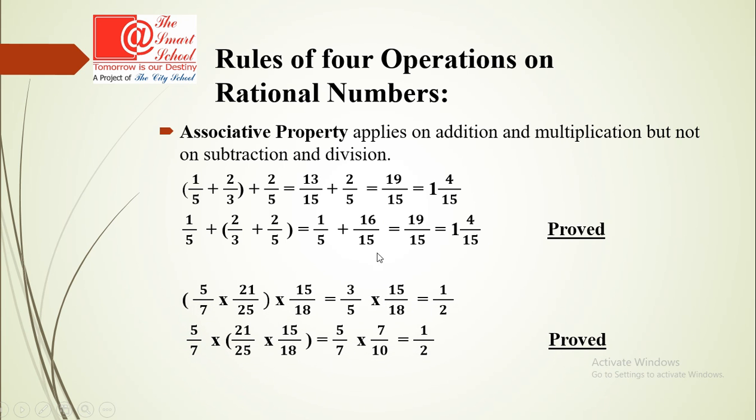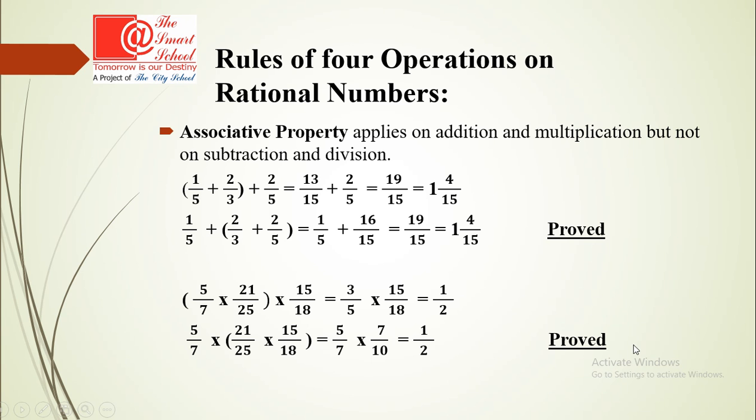Now multiplication. Now if 5 over 7 is multiplied by 21 over 25 inside the bracket, and then it will be multiplied by 15 over 18, the answer is 1 over 2. And if you change the associations, like 5 over 7 out of the bracket, then the remaining two fractions inside the bracket, the answer will come 1 over 2.